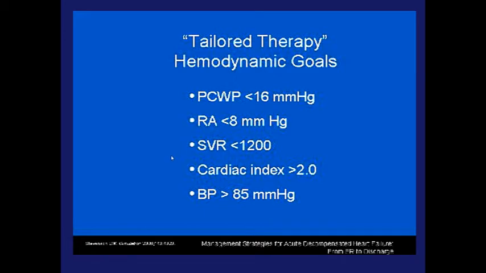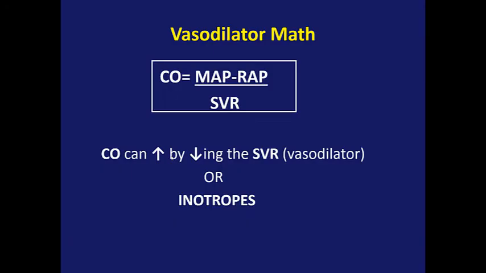When we put the Swan in our heart failure patients, there's certain hemodynamic targets we're trying to achieve. We want their wedge pressure to be less than 16. We're not going for normal wedge, 8 to 12, because these patients have larger hearts. We want their RA pressure to be less than 8. SVR less than 1200, but if we can get it, we prefer like 800, 700 if possible. Cardiac index to be greater than 2, and systolic blood pressure to be greater than 85.